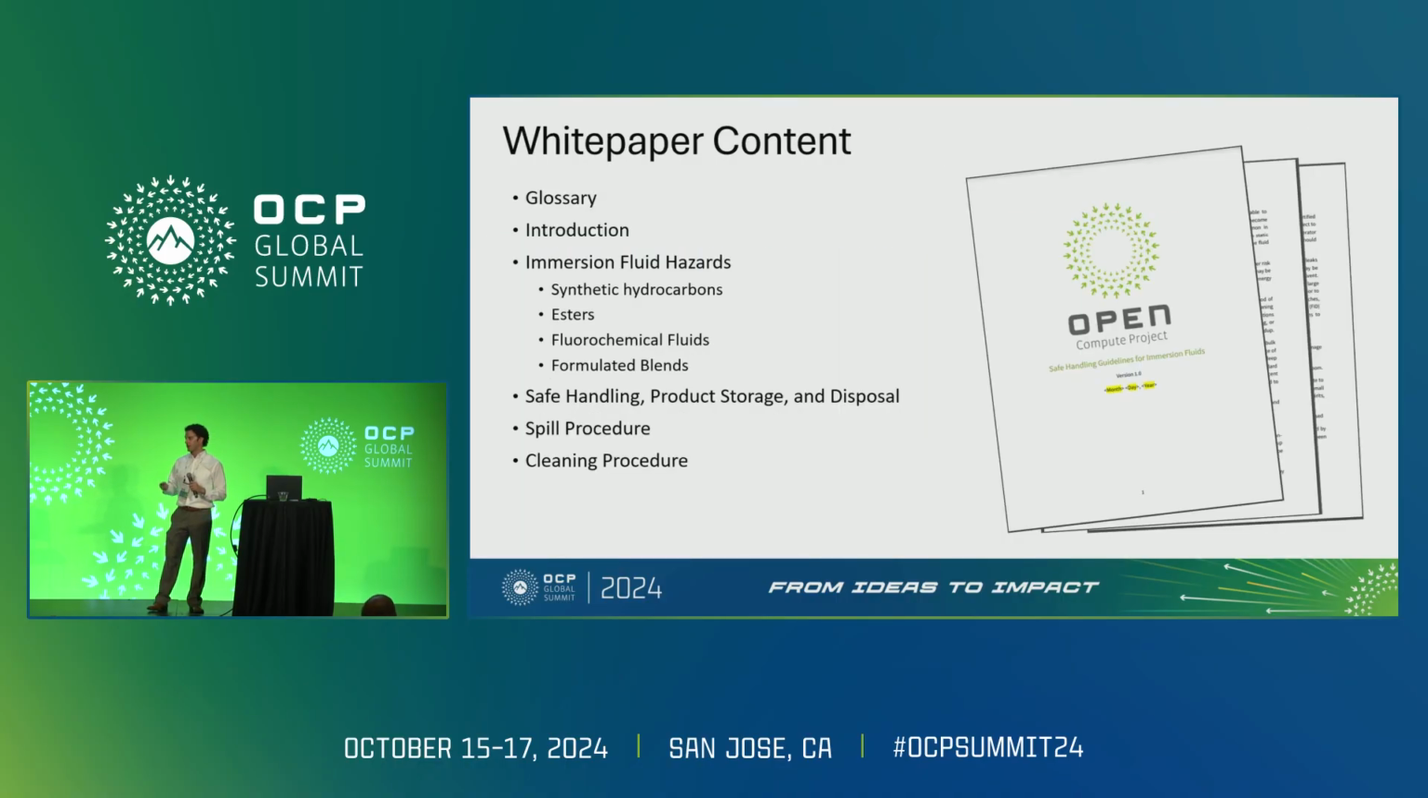So we do have a draft of a white paper right now that is in the subcommittee review phase. Here's just an overview of the contents of the white paper. So we've included a glossary because we introduce a lot of new terms to OCP in developing this document, talking about occupational exposure hazards, that sort of thing. So we just wanted to communicate those and define these terms for everyone.